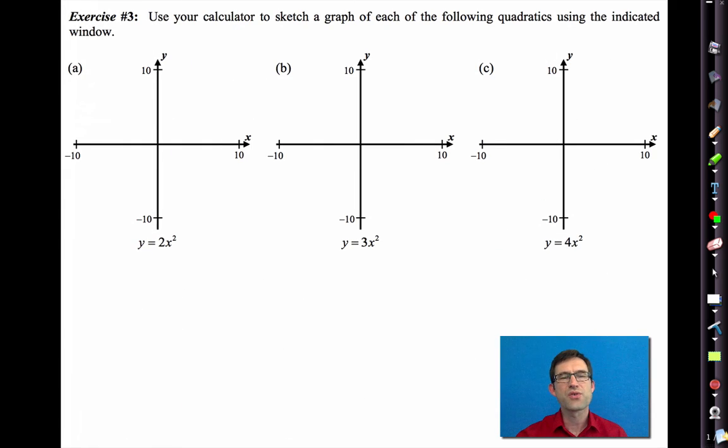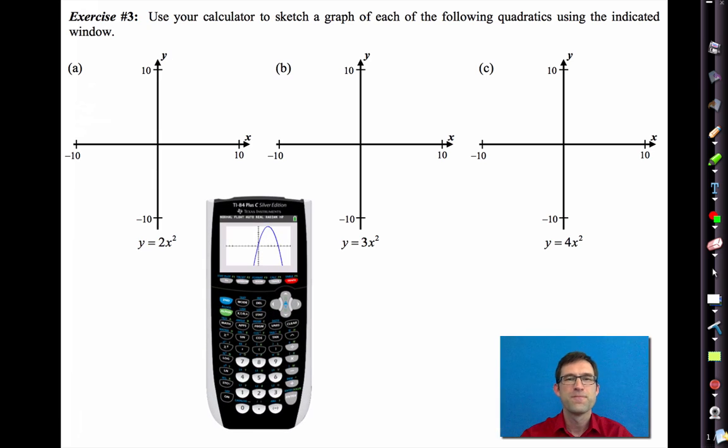So in exercise 3, we're going to go graphing crazy, and we're just going to graph very, very simple parabolas. y equals 2x squared, y equals 3x squared, y equals 4x squared, all right? Same window that we had before, okay? And we're going to see what's going on here, hopefully, all right? So let's bring that TI-84 Plus right back onto our screen. There it is, all right? Let's go into y equals. Please do that.